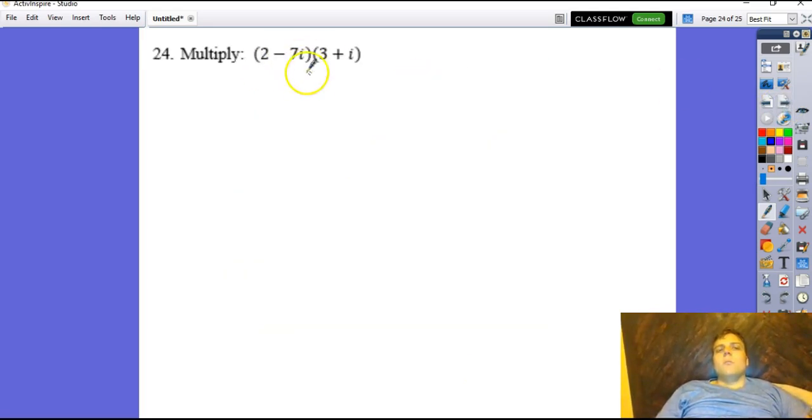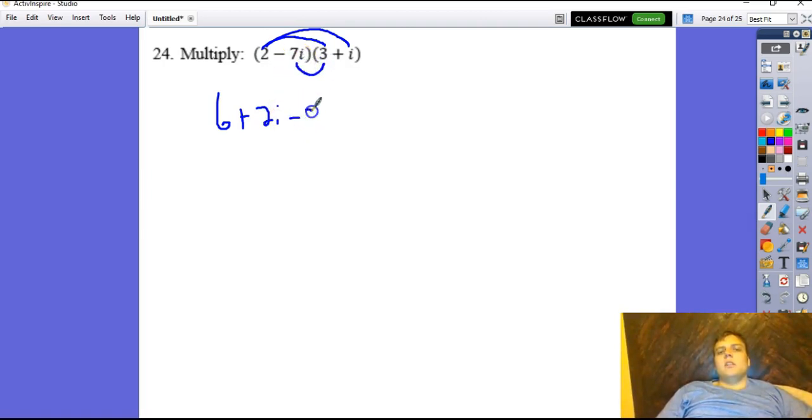Alright, 24, multiply these two together. Alright, we should be masters of this by now, but let's go ahead and do it. 2 times 3 is 6. 2 times i is a positive 2i. Negative 7i times 3 is negative 21i. Negative 7i times positive i is negative 7i squared.